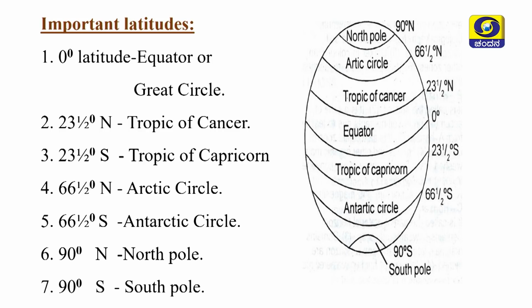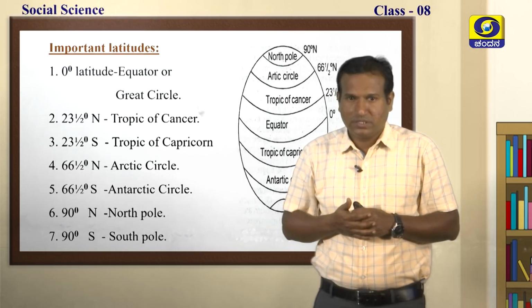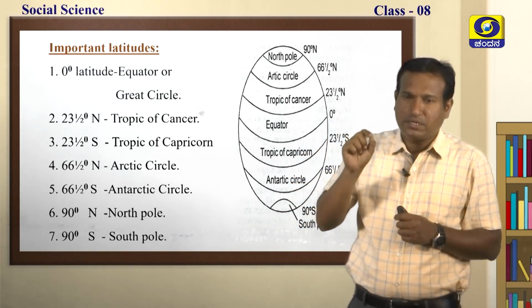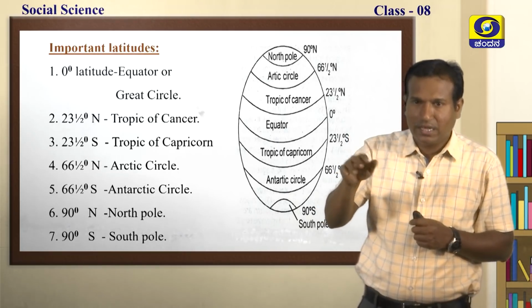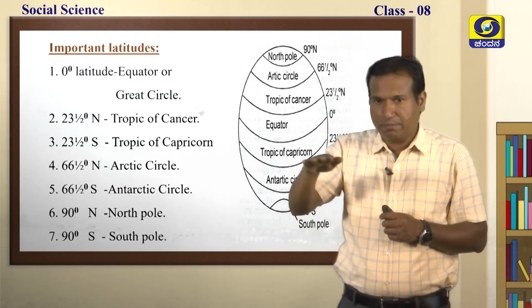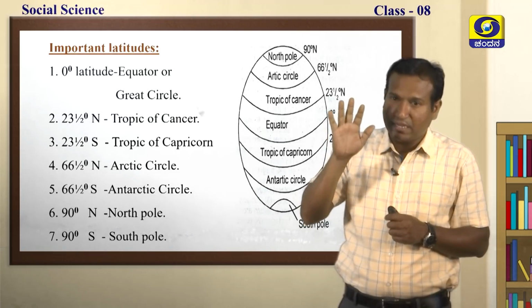At the 90 degree line is drawn, we call North Pole. In the southern hemisphere, at 90 degrees, the imaginary line is drawn, we call South Pole. These are the 7 important latitudes marked on our globe or the map. These 7 are also imaginary lines.